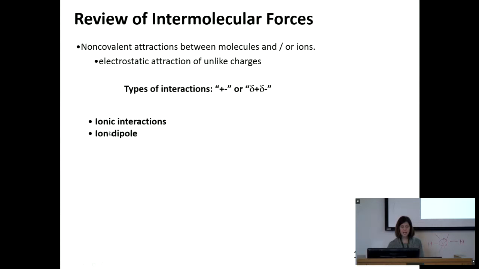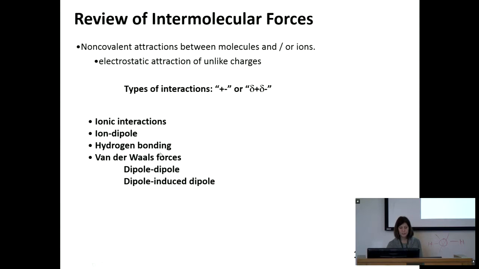The next one is where you take a positive or negative and interact it with something that is partially positive or partially negative. Hydrogen bonding is then the next. Van der Waals are a collection of our dipole-dipole, dipole-induced dipole, and our hydrophobic interactions. And we can say this induced dipole is also called dispersion forces.